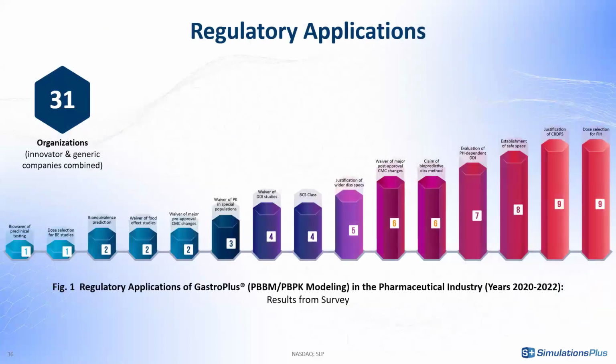And in terms of real-world data regarding regulatory submissions, this slide is provided courtesy of our President of Regulatory Strategies, Sandra Suarez-Sharp, and displays data we have obtained from a survey she conducted. 31 organisations responded regarding how they had utilised GastroPlus for regulatory applications, and as you can see, dose selection for first-in-human came joint first. So the precedent is set and the regulatory agencies are already used to seeing models like these being submitted as part of the package.